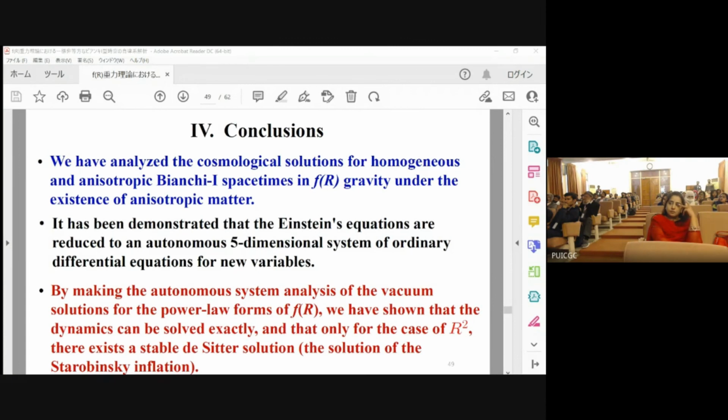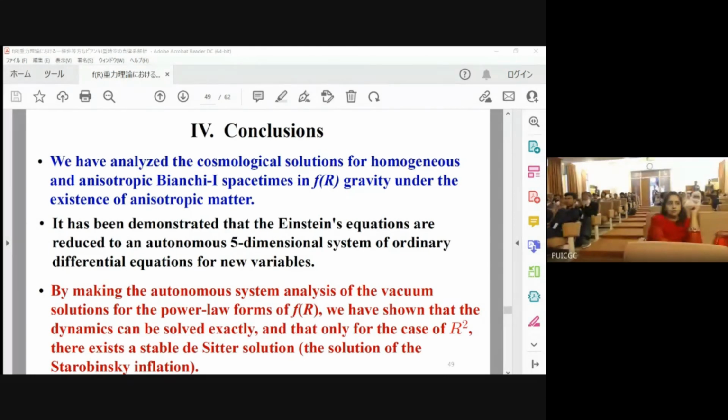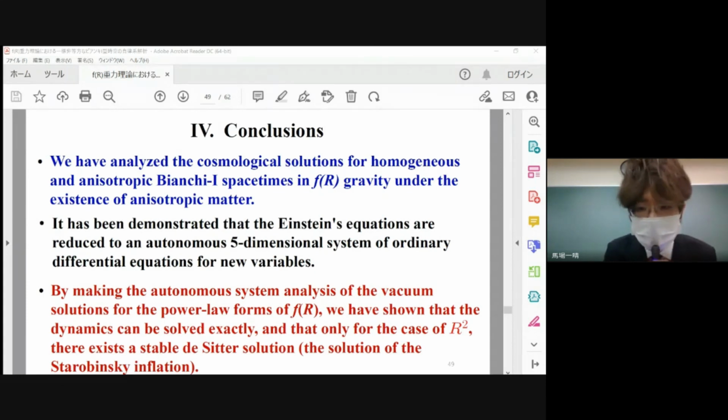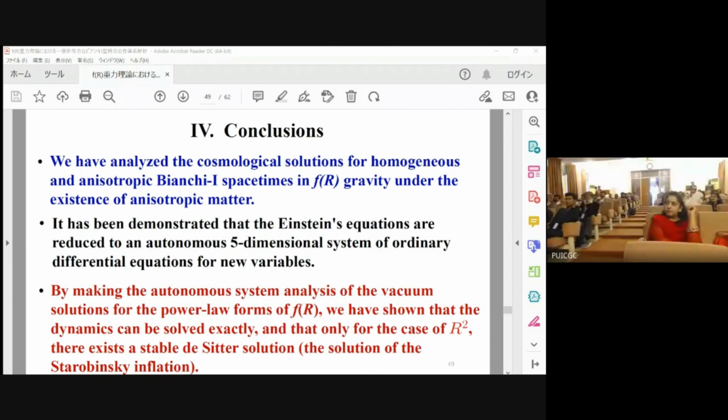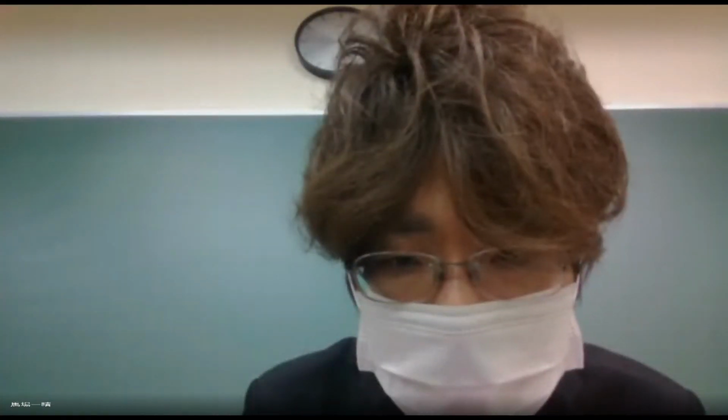That's the definition. R squared. Excuse me. How do you define torsion scalar? R squared. Okay. Okay, thank you very much. I'm sorry, please wait a moment. I would like to show the, sorry.